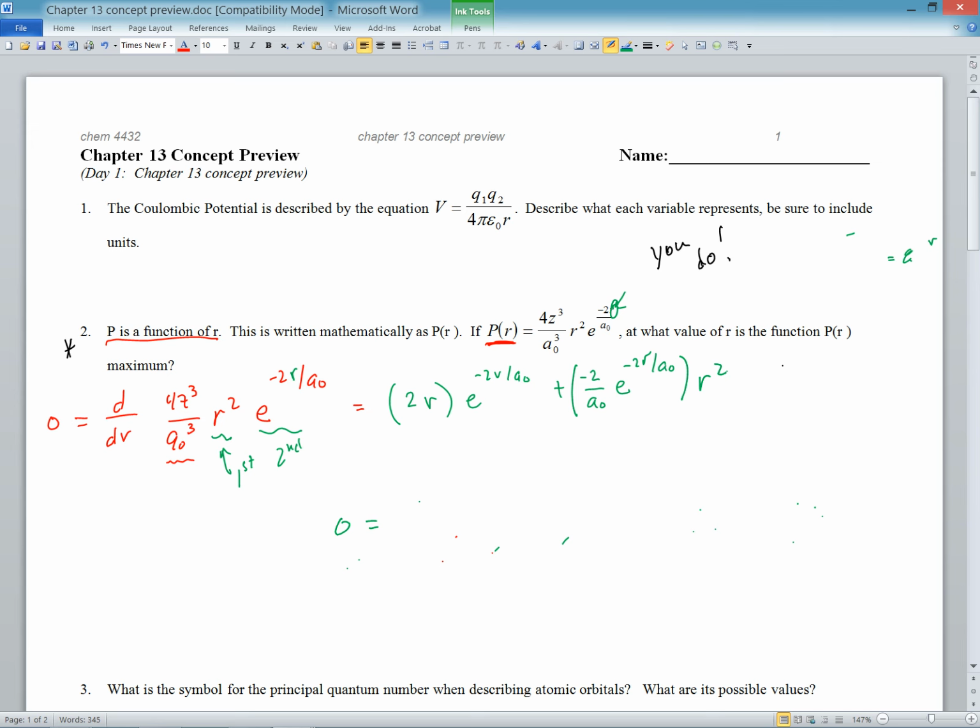Okay. So what can we do here? Can't we multiply both sides by e to the positive 2r over a naught? That would help. That'd really clean it up, wouldn't it? What would that look like then if we did that? Richie, what would that look like if we multiplied through by e to the positive 2r over a naught? Because I want to get rid of this. Why not? Might as well.